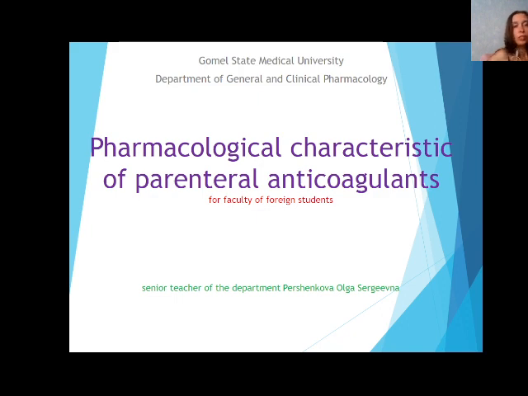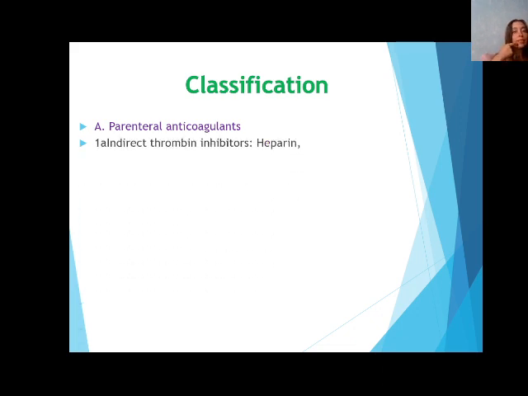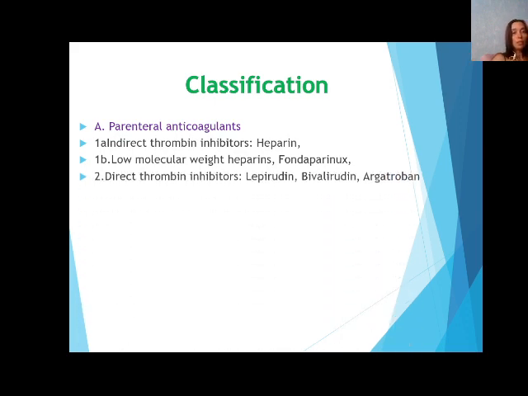So, hi dear students, today's topic will be pharmacological characteristics of parenteral anticoagulants. And firstly, let's start from classification. So you see, anticoagulants can be parenteral, and parenteral classify into indirect thrombin inhibitors: heparin, then low molecular weight heparins, fondaparinux, and then direct thrombin inhibitors, for example lepirudin, bivalirudin, argatroban.